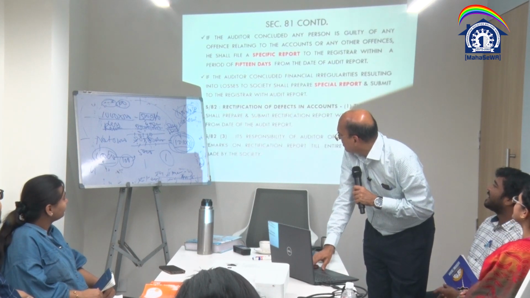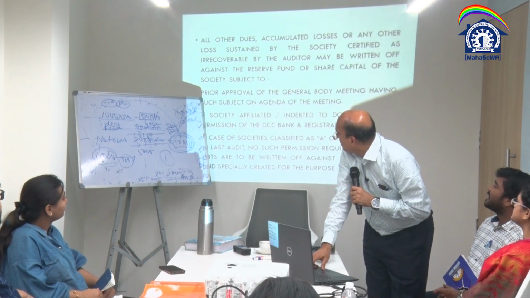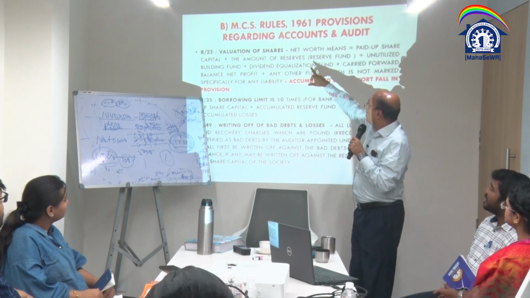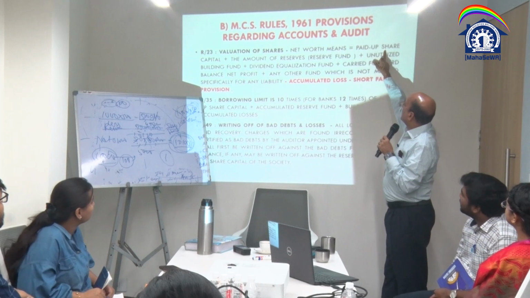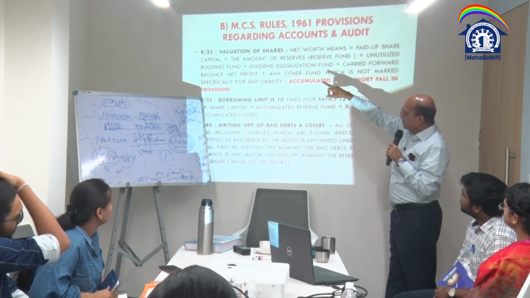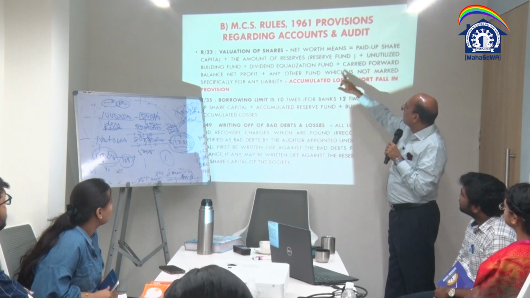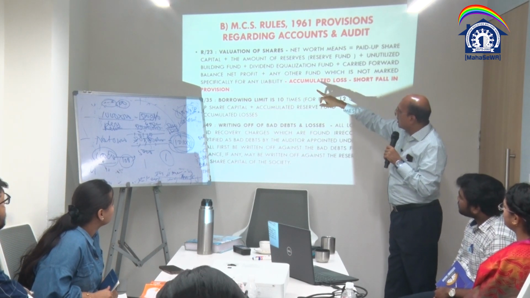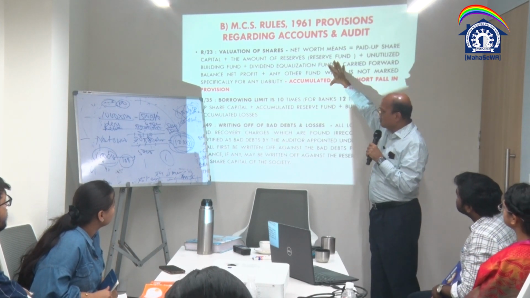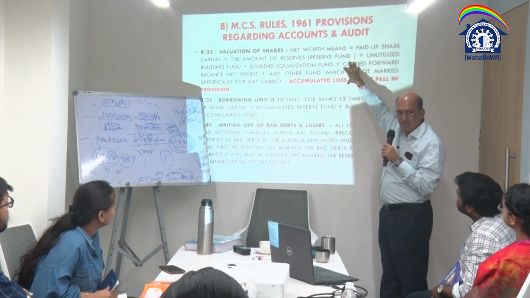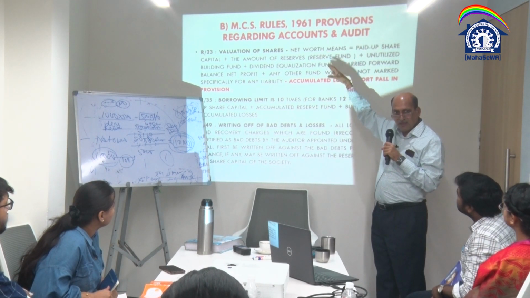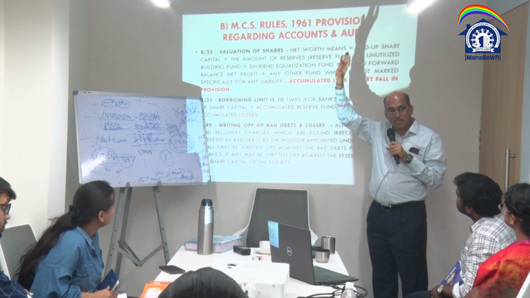रूल नंबर 23, हाँ, वैल्यूएशन ऑफ शेयर्स। नेट वर्थ मीन्स पेड अप शेयर कैपिटल प्लस द एक्यूमुलेटेड रिजर्व्स अनऑडिटेड, बराबर ना, एंड कैरिड फॉरवर्ड एनी लॉस, एक्यूमुलेटेड लॉस, शॉर्टफॉल, ठीक है ना। This is how the valuation of share is done like this, and you will be refunded under rule number 23 whatever is on the last audited balance sheet.